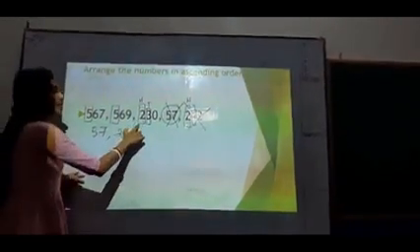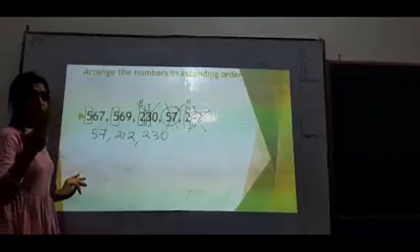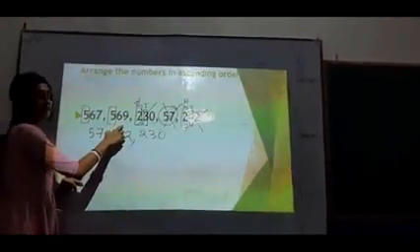Now, only one 3-digit number is left that starts with 2, and the other 2 numbers start with 5. Because 5 is greater than 2, obviously the next smaller number is 230. Next you can see 2 3-digit numbers are remaining.